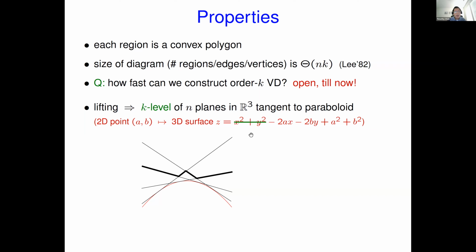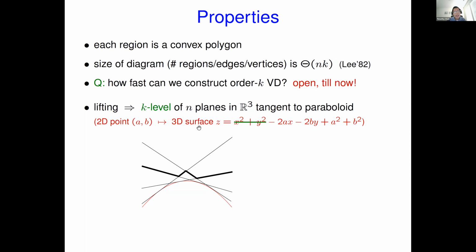Now the combinatorial complexity of the k-level is notoriously hard, a difficult question in combinatorial geometry. It's equivalent to the k-set problem, as some of you know.